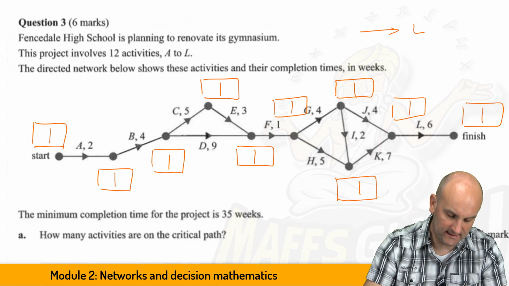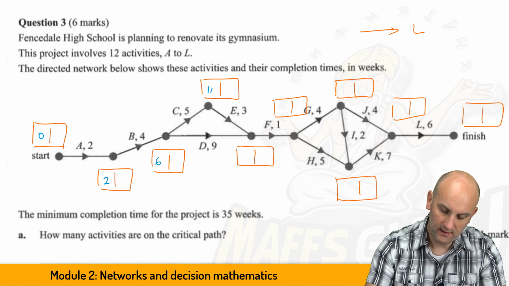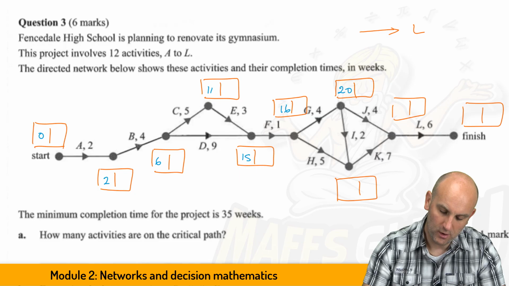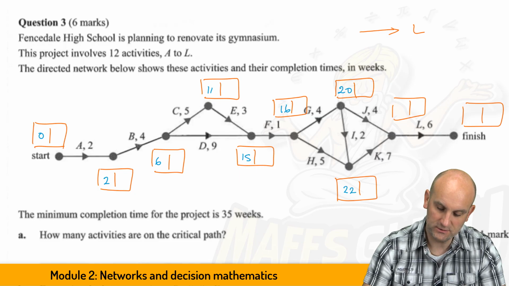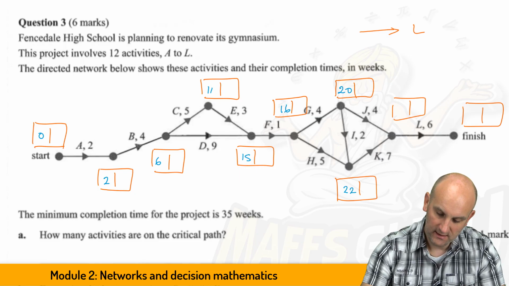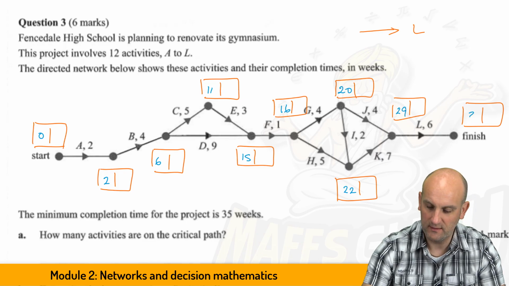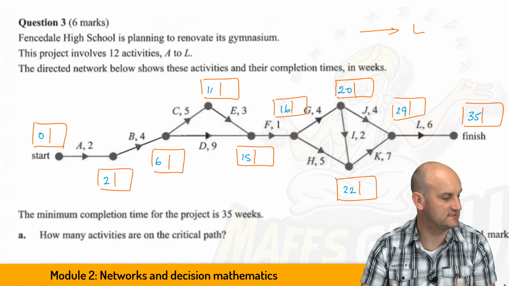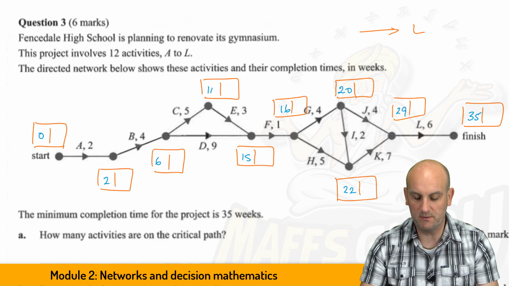So filling these in, that gives me 0 there, that's 2, 6, 11, that could be 14 or it can be 15, so we're going to make it 15, that becomes 16, that becomes 20, that could be 22 or 21, so we'll leave it 22. 22 plus 7 is going to be 29, which is bigger than that one, and 29 plus 6 is in fact 35, and there we go. So we now can answer a question, because it said that the minimum completion time for the project is 35 weeks.